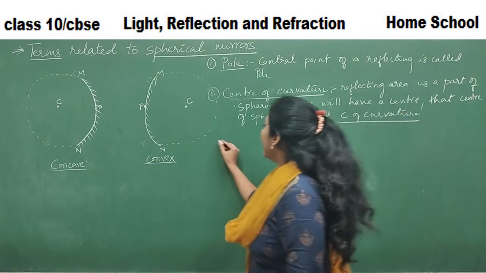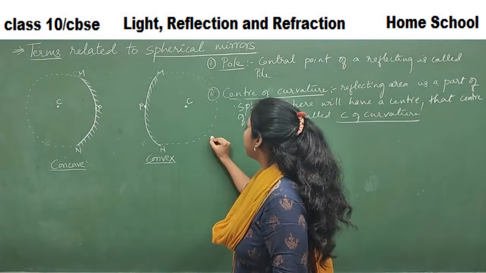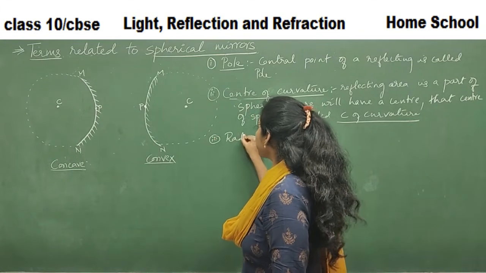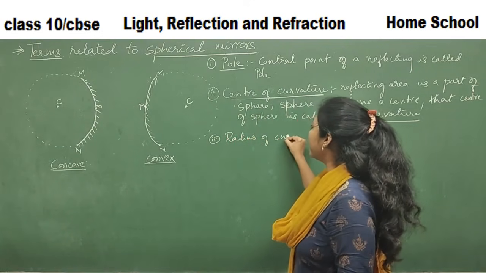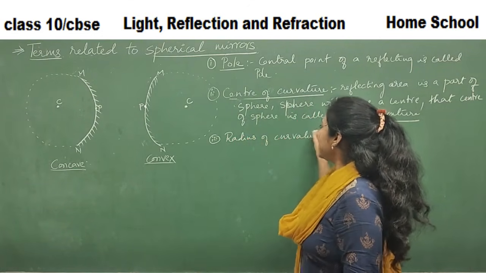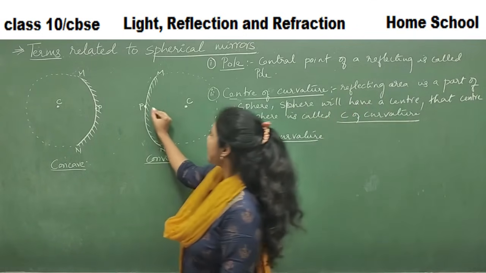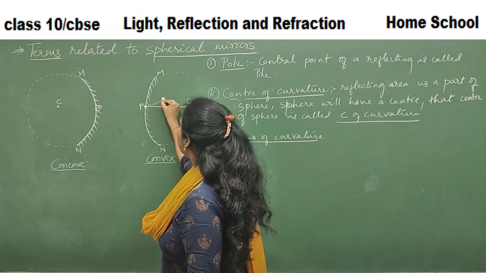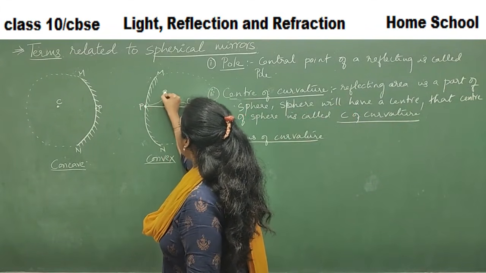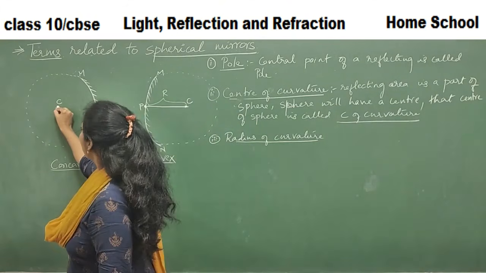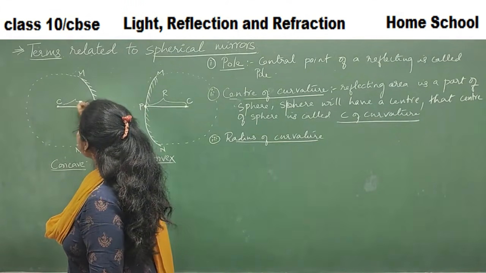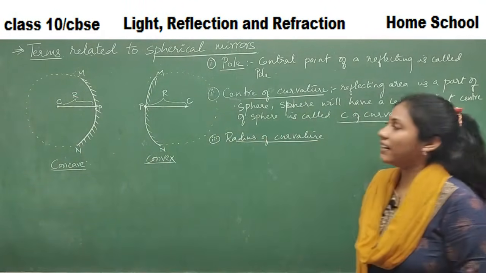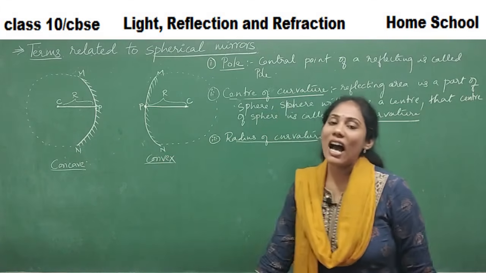The next term which is important is radius of curvature. What do you mean by radius of curvature? This distance, the distance between the pole and center of curvature, here also, is called radius of curvature, represented with a capital letter R.